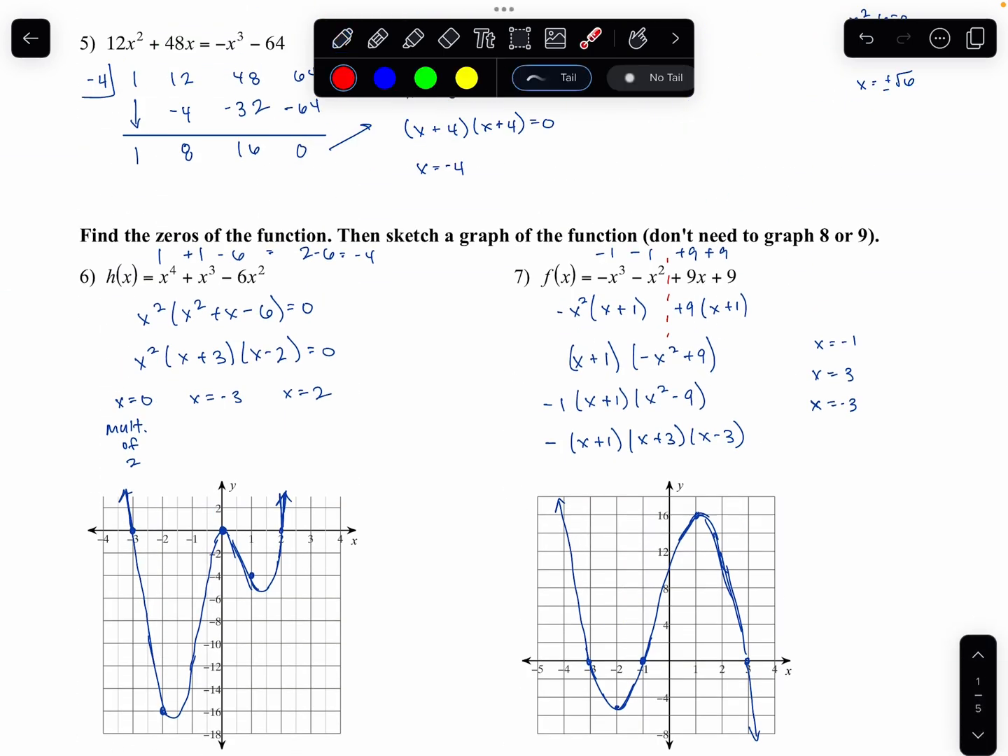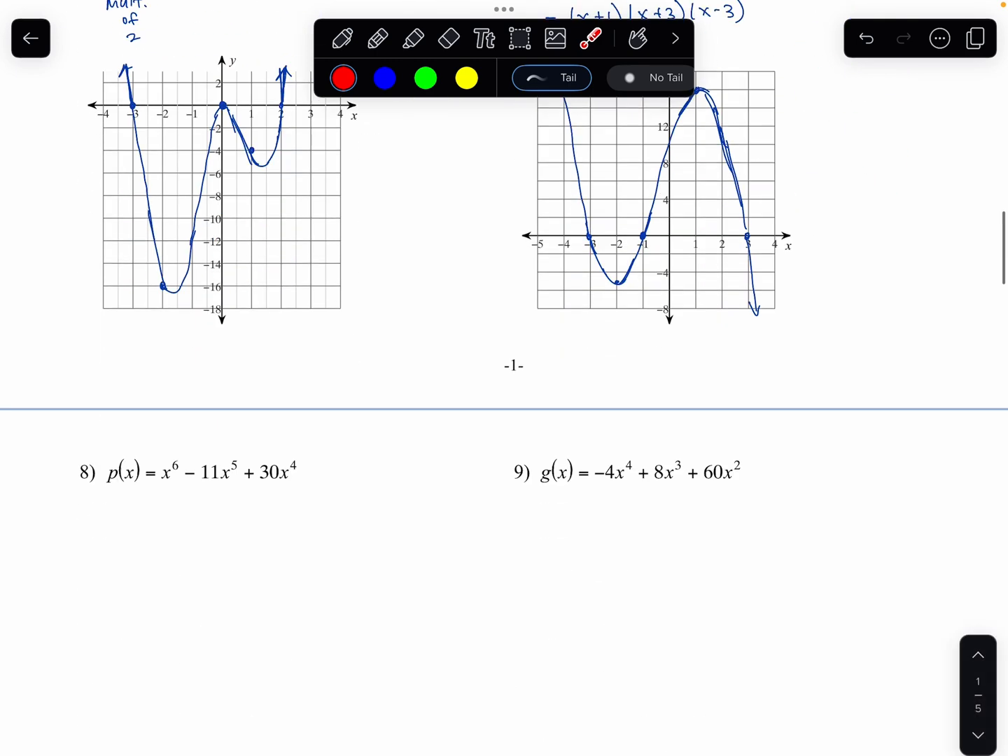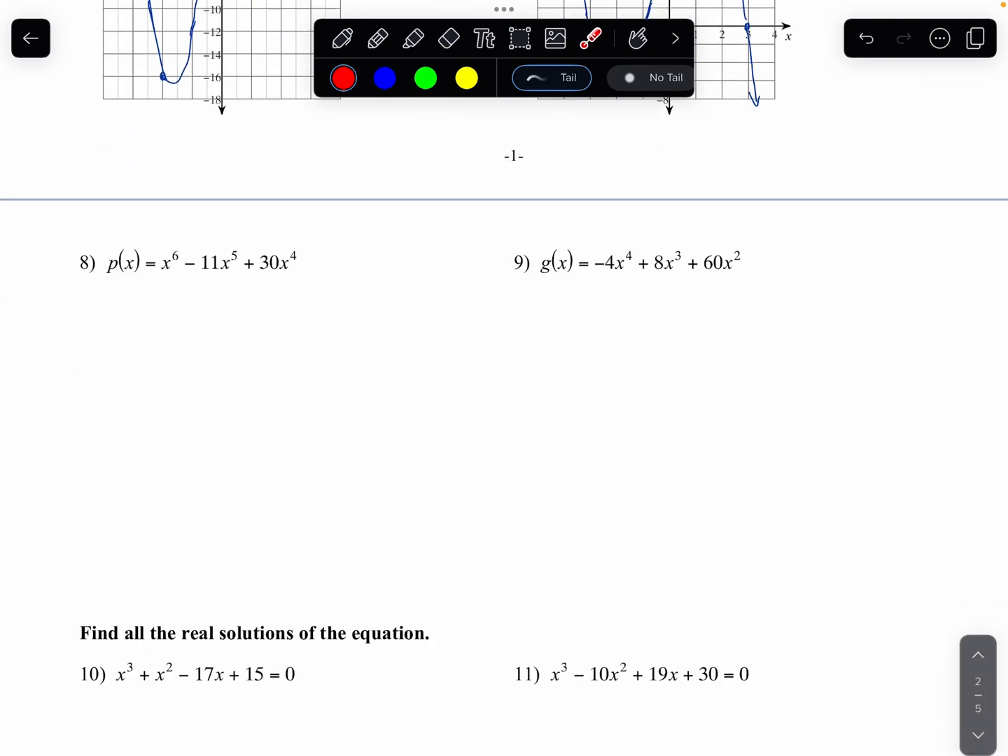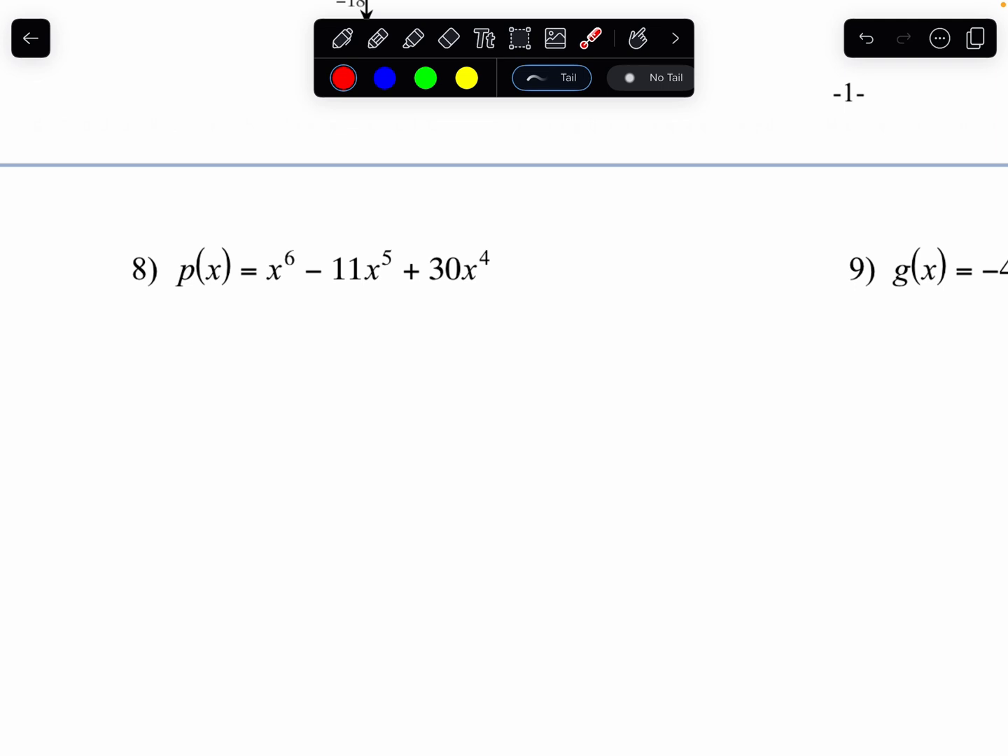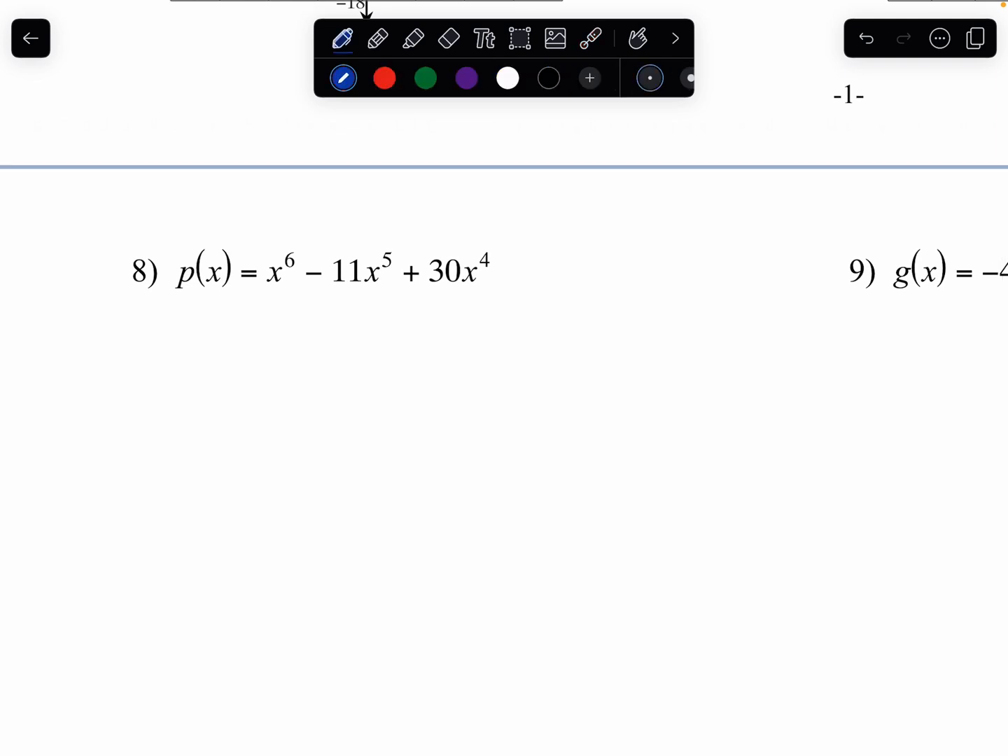I know it says you don't need a graph for 8 or 9. Okay, let's see. We're just going to solve these right here. So we're going to set equal to 0 rather than p of x. And then we're going to factor. So we're going to take out an x to the fourth first of all. We're going to be left with x squared minus 11x plus 30.